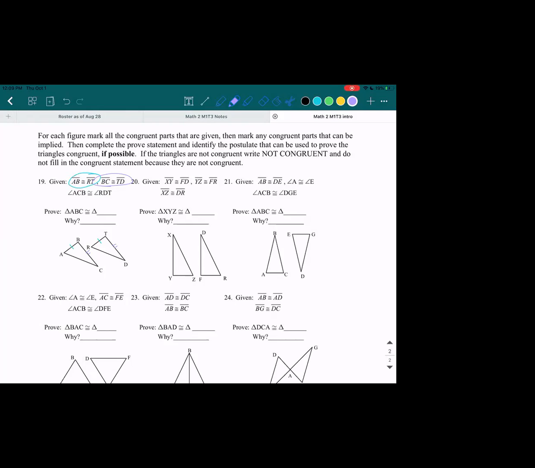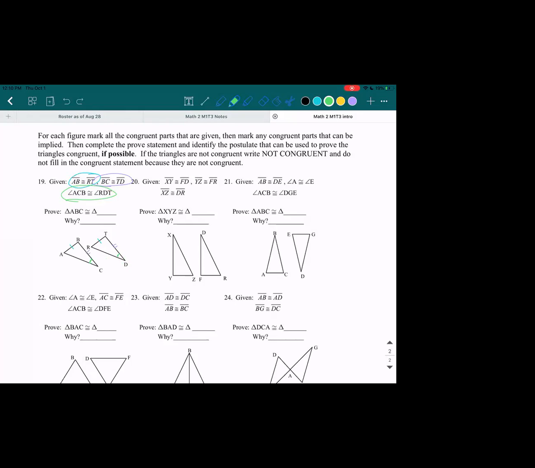And then last but not least, we have angle ACB. ACB, I'll do that in green. That's right over here. Is congruent to RDT. So how did I know that that angle was ACB? Start at A, go to C, go to B. It's this angle. And then same thing for RDT. RDT, it's this angle. So that's how you know which angle it is they're talking about.